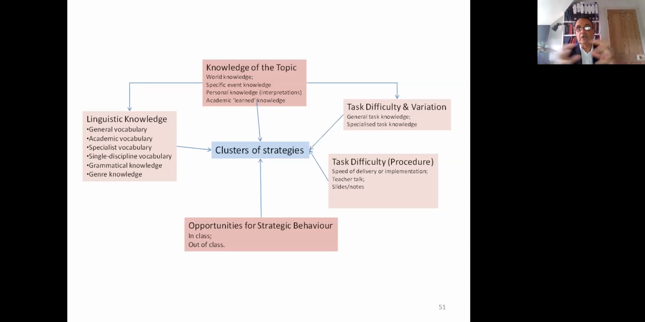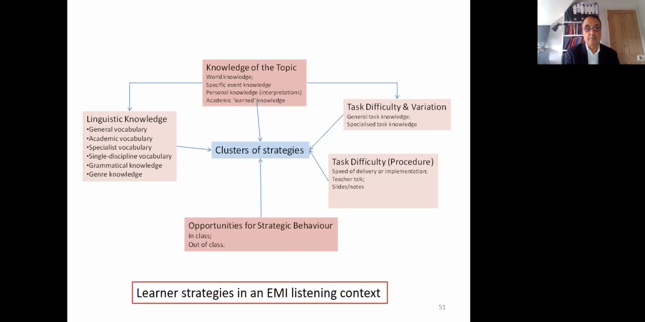And then we can start to compose some kind of a list of EMI strategies, of which I guess some will be generic or general to all subjects or all disciplines, and then some will be subject specific. So that's my learner strategy in EMI listening context model, and that's just listening, by the way, that I'm trying to work with, struggling with. And so thank you for listening.